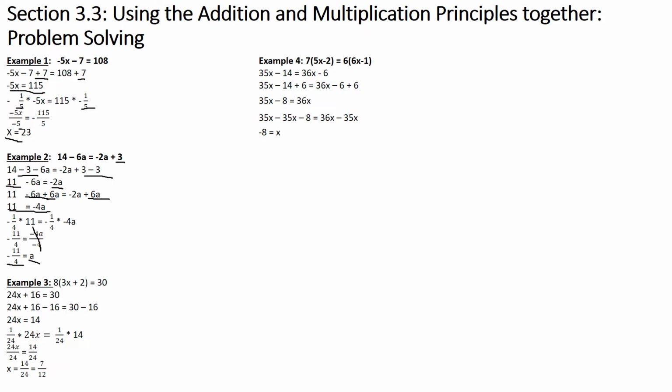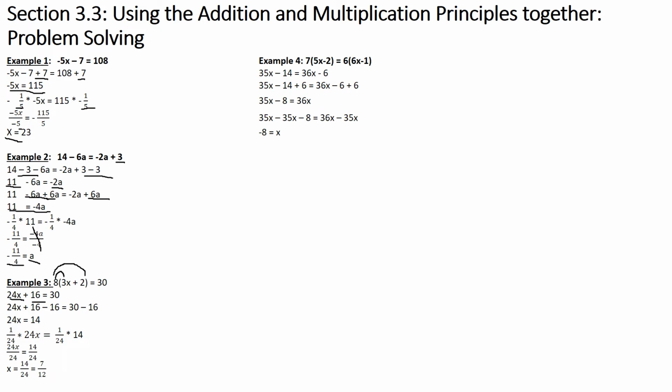Example 3. I've got to multiply this all out, but no different. 8 times the quantity 3x plus 2 equals 30. Let's multiply the 8 times 3x plus 2 out first. 8 times 3x is 24x. 8 times 2 is 16. So I got 24x plus 16 equals 30.